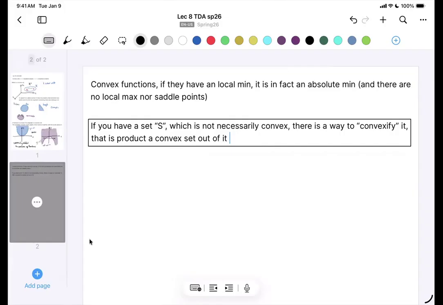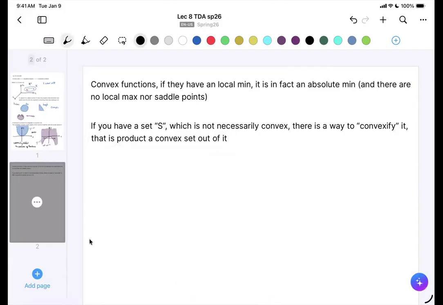I'll write the formula in a moment, but it's better to do a picture first, intuitively, of what's happening. So imagine that the set can only be 4 points. The set may not be convex at all.